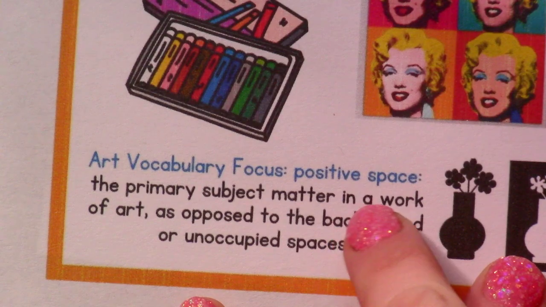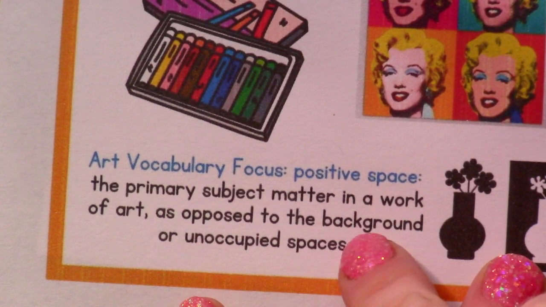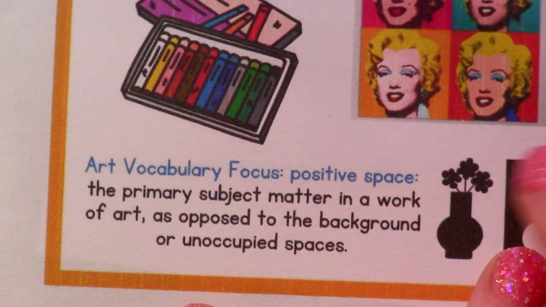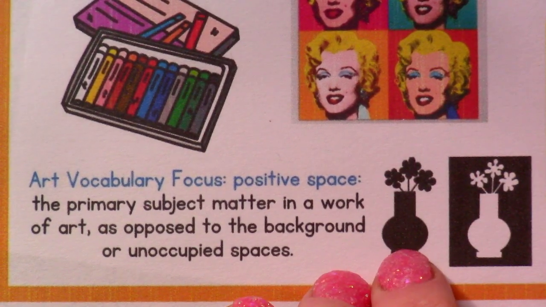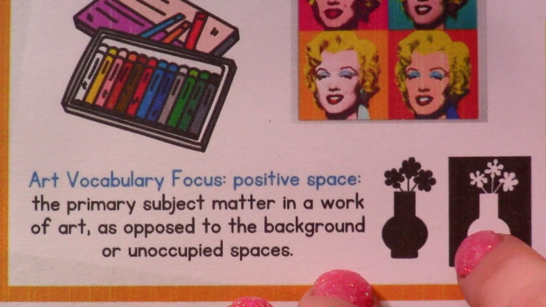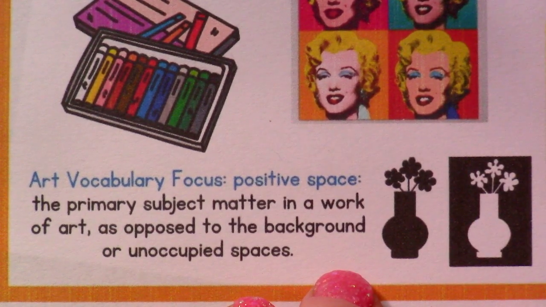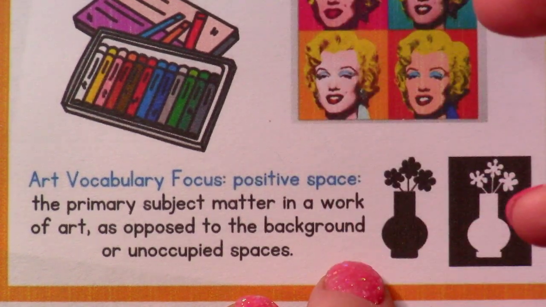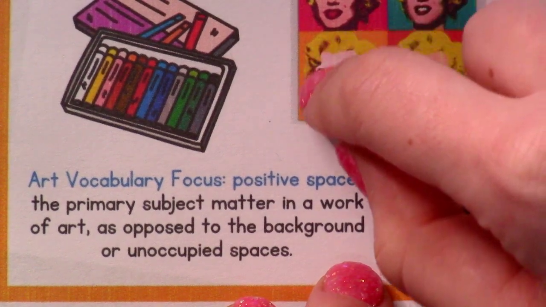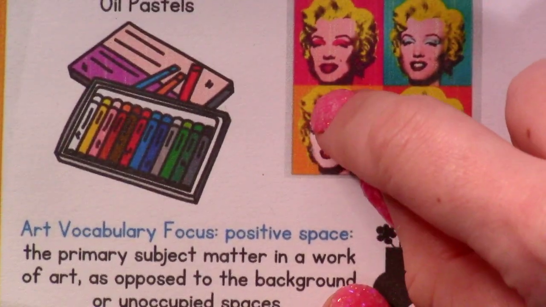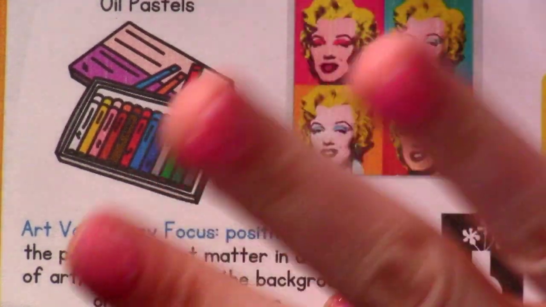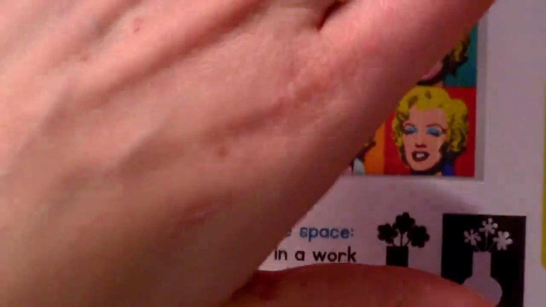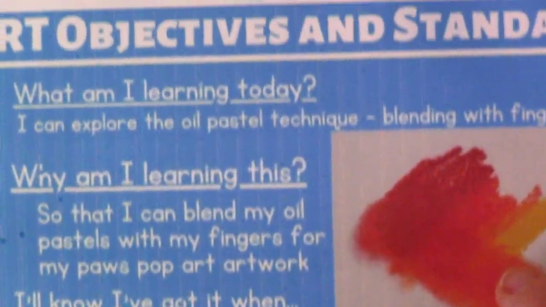Positive space is the primary subject matter in a work of art as opposed to the background or unoccupied spaces. So positive space in this artwork would be this black area. And positive space in this artwork would be the white area. So there you go. You learned something new today. It's just the subject of a piece of art. So the positive space in this would be Marilyn Monroe herself. And this background area, that's the negative space, the space around the subject. So we like to use that term in art a lot.